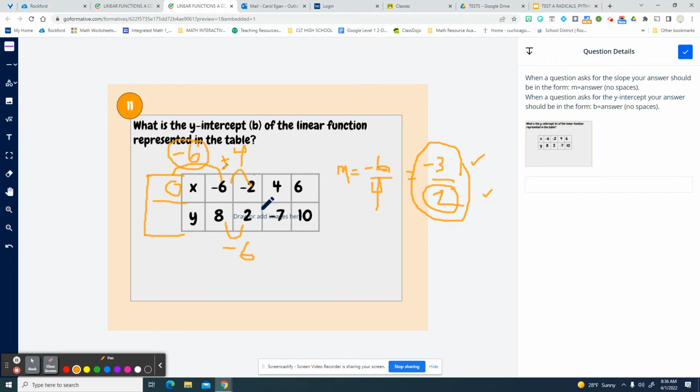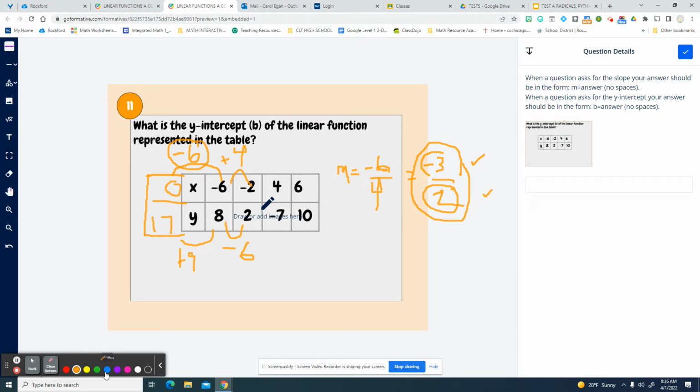So how many 2's go into 6? That would be 3 moves of 2. Which means I can do 3 moves of the y. So -3 times 3 would be -9, but I'm going the back way, so it has to be positive. I'd have to add 9 here. And 8 plus 9 would be 17.